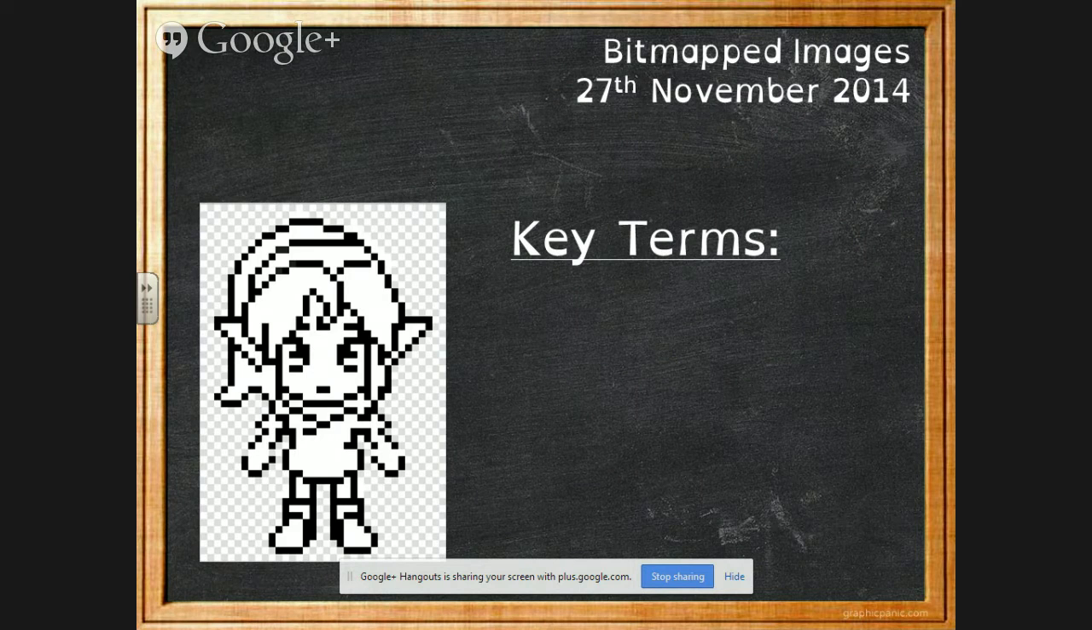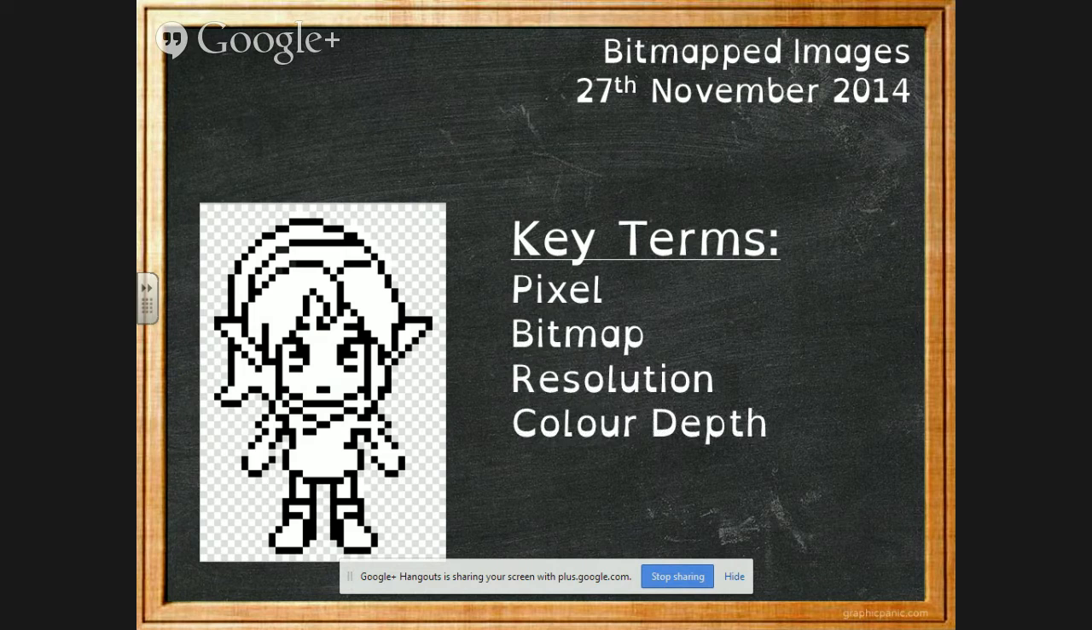Okay, so we need to know what our key terms are, and specifically the key terms for bitmapped images. You need to understand what a pixel is, what a bitmap is, what resolution of an image and also resolution of a screen. And the main one that we're going to cover today is color depth. If you're creating your flashcards, those 4 things are what you need to have down there.